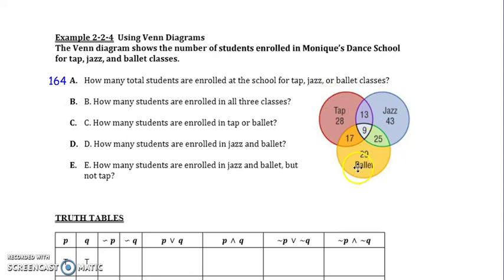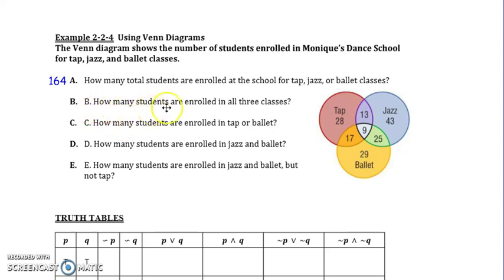So that overlap is like them in both, or 9 are in all of them. But since it says or and not and, we want to include tap, jazz, and ballet, all of them, not just tap, jazz, and ballet exclusively. That would be just the 9 in the middle.